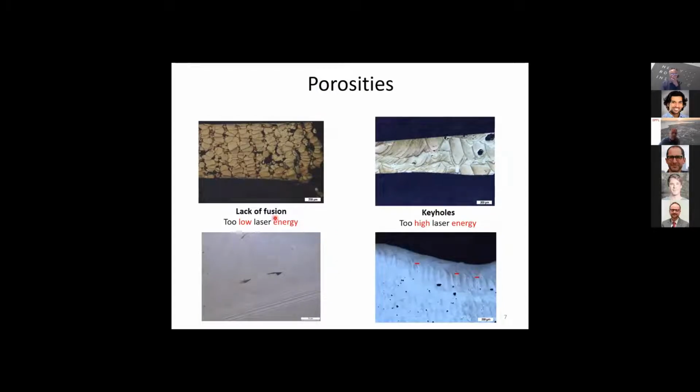Porosities, well, I will distinguish mainly those two types of porosities. Either you are typically at too low laser energy, then you have this lack of fusion that Philip also described in detail on the tomography images that we saw. And also, when you are typically at too high energy, then you can create the so-called keyholes. Usually, you have these very deep melt pools, and associated with those, sometimes you create these porosities, which can be quite big.